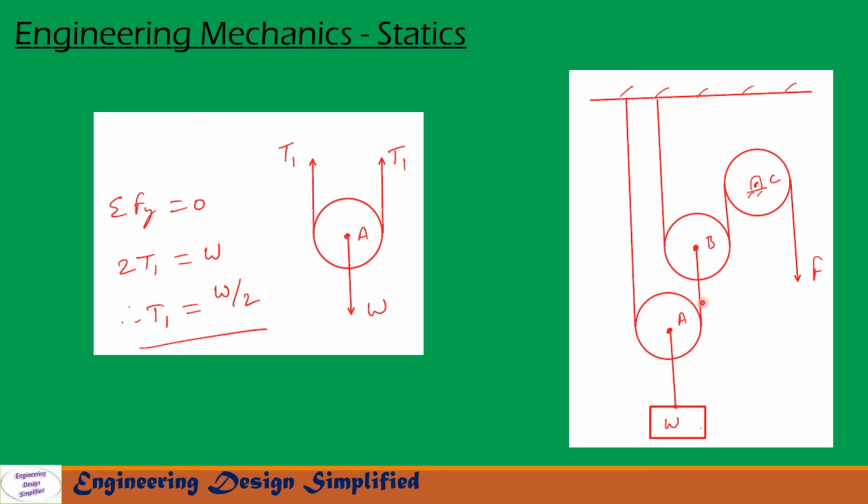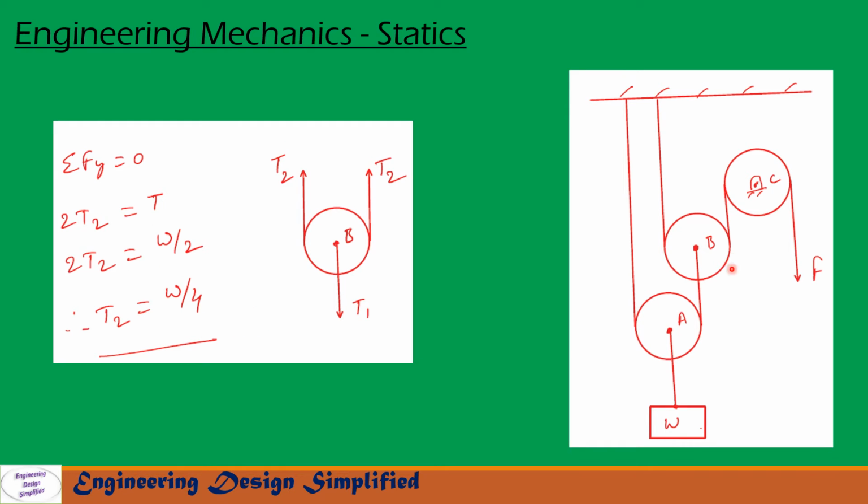First, let us draw a free body diagram of pulley A. The free body diagram of pulley A is here, and weight W is acting downwards, and the tension in each of these two strings, let us call T1 each, is represented like this, vertically upwards. So, let us resolve forces along Y. Sigma Fy equal to 0, and we have T1 plus T1, that is 2T1 equal to W. So from this we get T1 equal to W by 2.